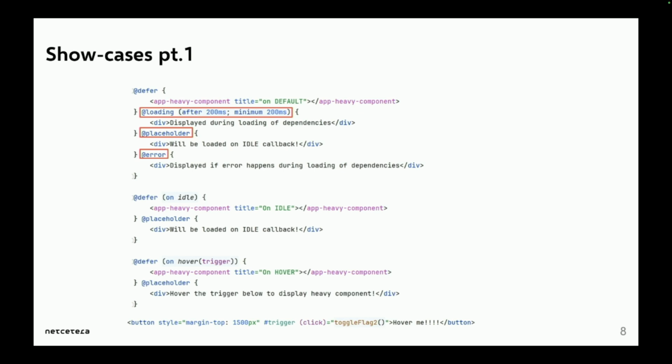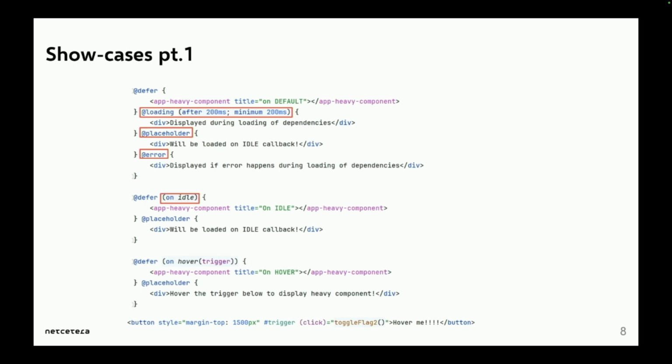So before this is even loaded, we have the placeholder block to show some kind of fallback content in order to avoid this flickering. And then when the content starts to be fetched, the resource itself, then we display the loading block. So here we can control that after it is loaded for 200 milliseconds, this will be shown at least 200 milliseconds. And after the loading is finished, then we just display this heavy component. Otherwise, in case something goes wrong, then we have the error block just notifying us that the resource fetching didn't go as planned.